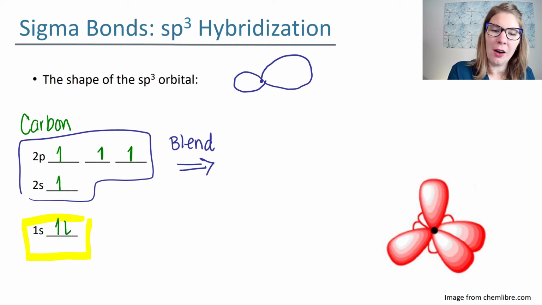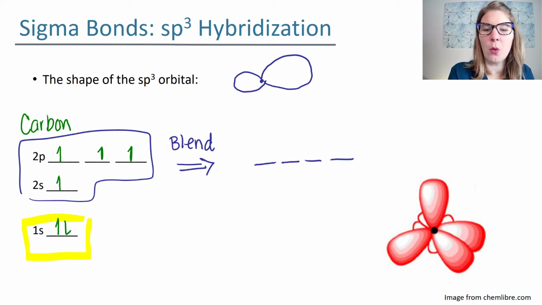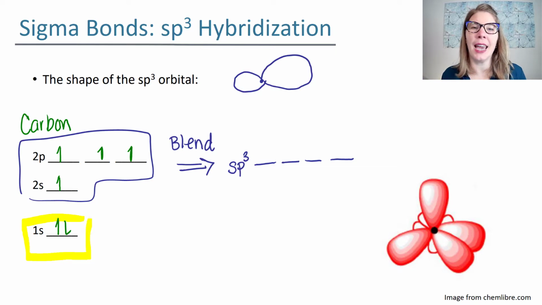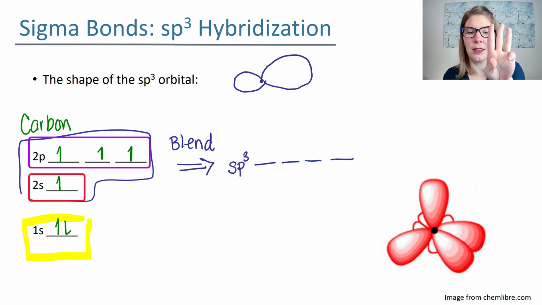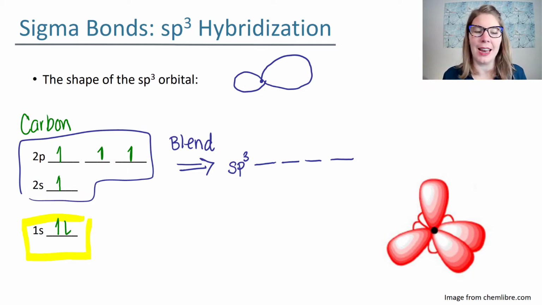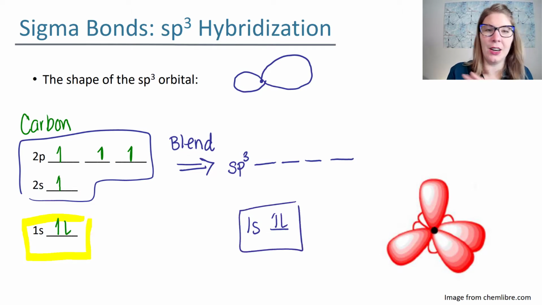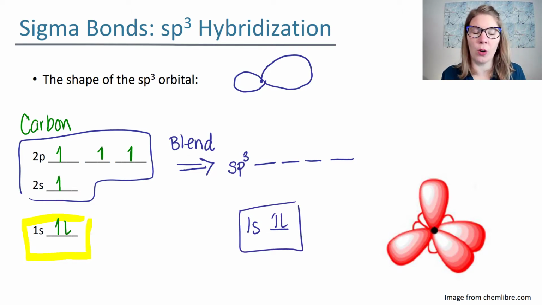So now we have 1, 2, 3, 4 orbitals that are all the same energy, so they're degenerate. And we're calling them sp3 because they came from 1 S and 1, 2, 3 P's, right? So that's where we're getting that name from. The 1s orbital isn't touched, right? Nothing happened there. It's still the core electrons. It wasn't involved in bonding, so it doesn't get hybridized.